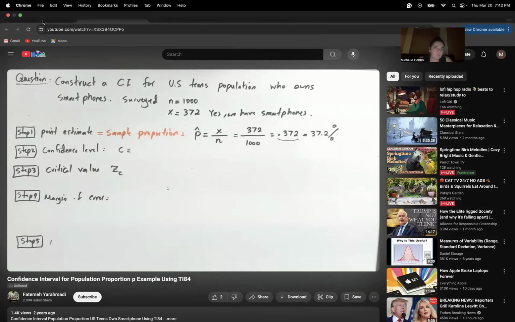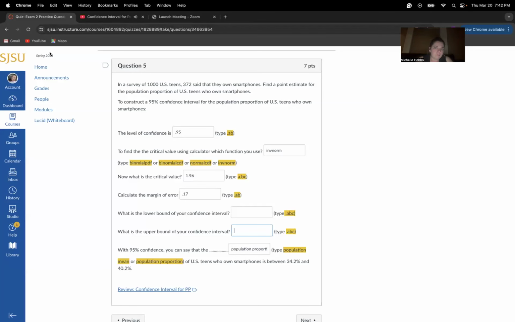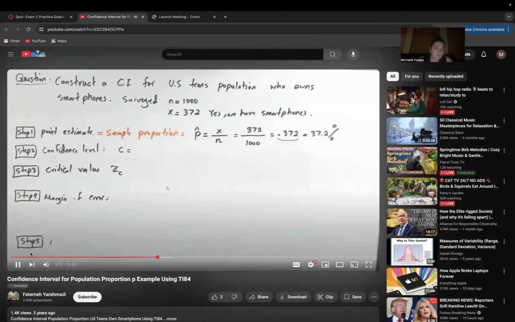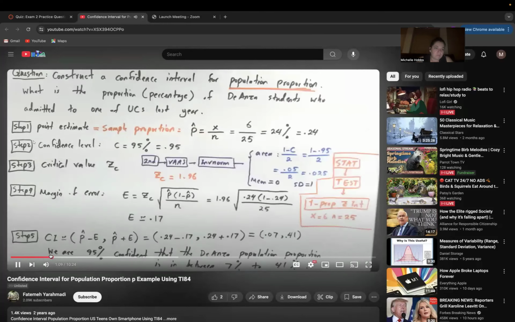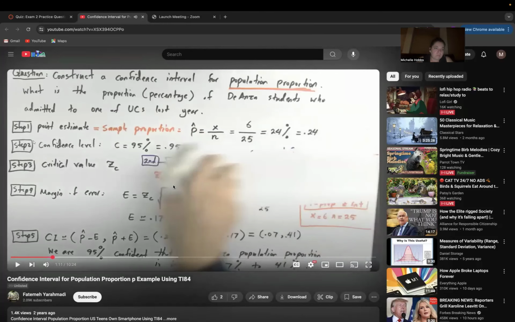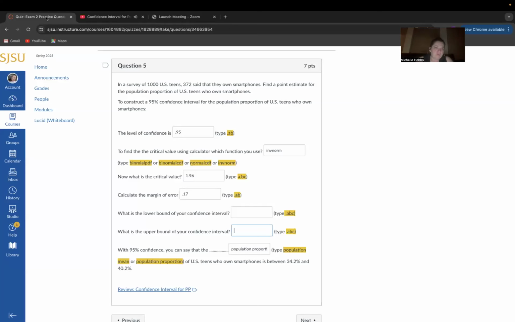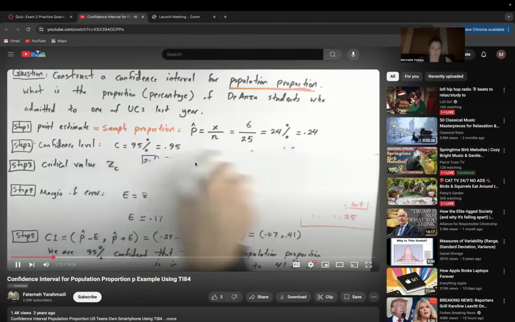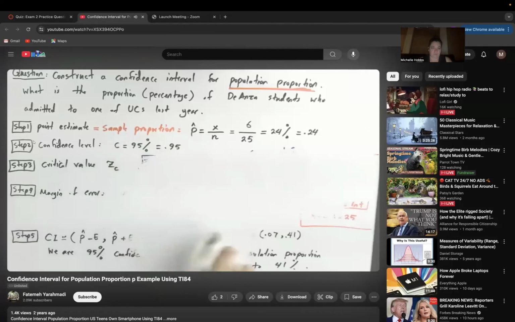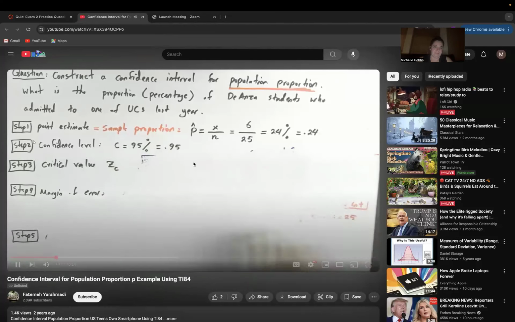Very good. Thank you, everyone. The CI is 95%. Oh, wait, did I do that wrong? The confidence interval. You have to follow these steps.